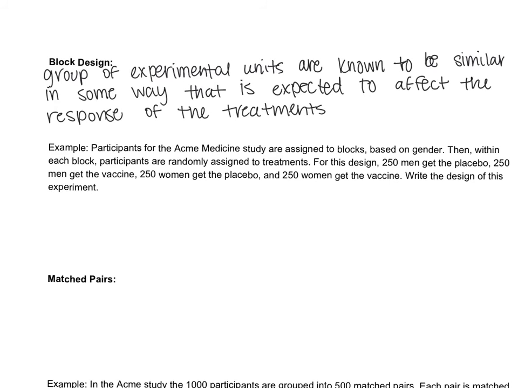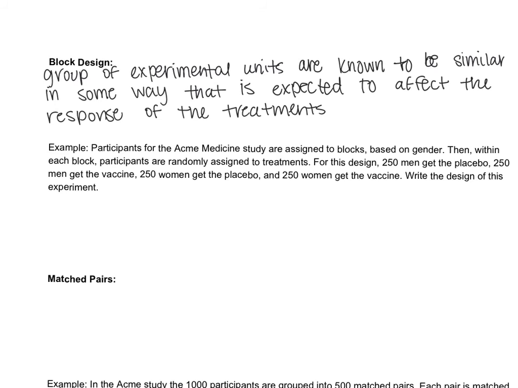So we have participants for the ACME medical study are assigned to blocks based on gender. So gender is a very common block design. Age is a common block design. So some similarity that could affect the response. So within each block, participants are randomly assigned to treatments, and for this design, 250 men get the placebo, 250 men get the vaccine, 250 women get the placebo, and 250 women get the vaccine.